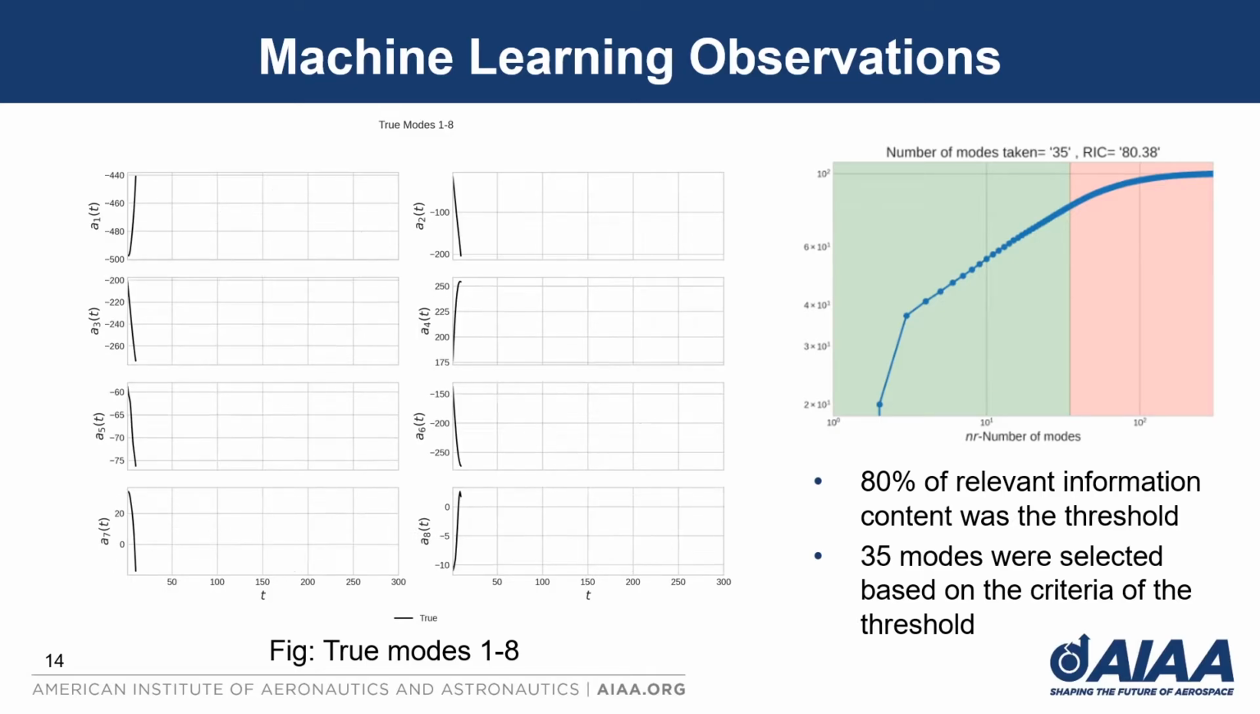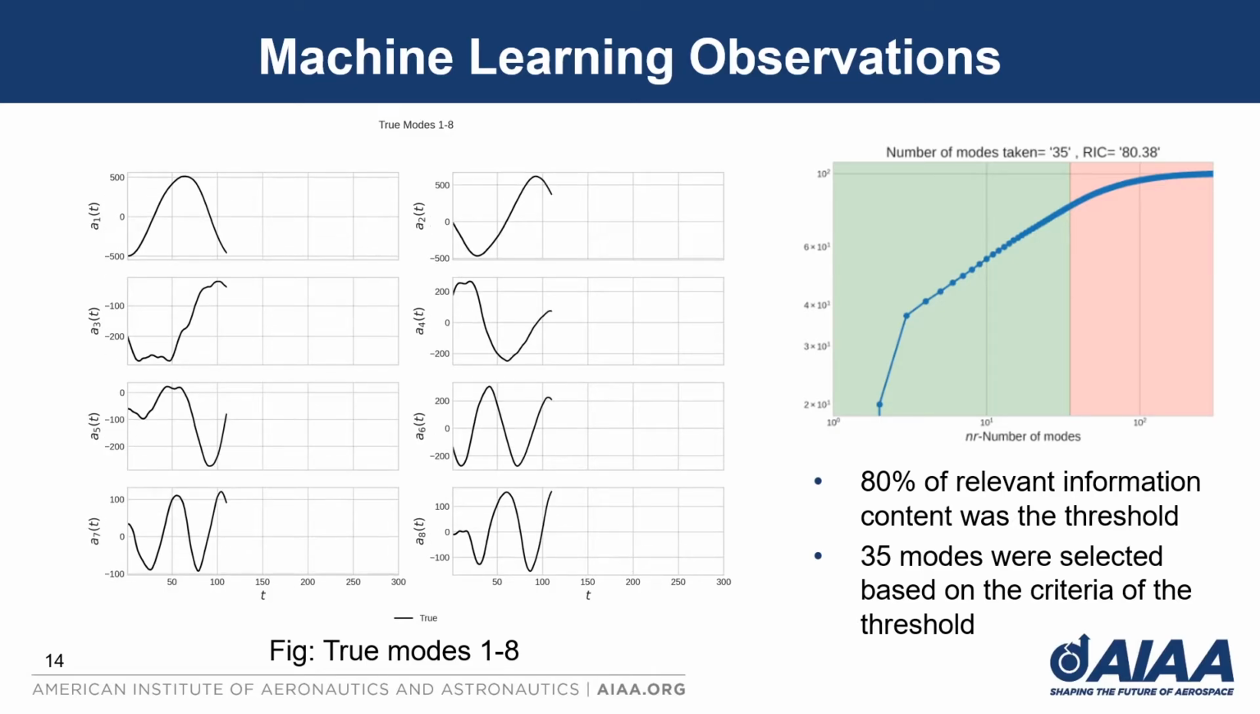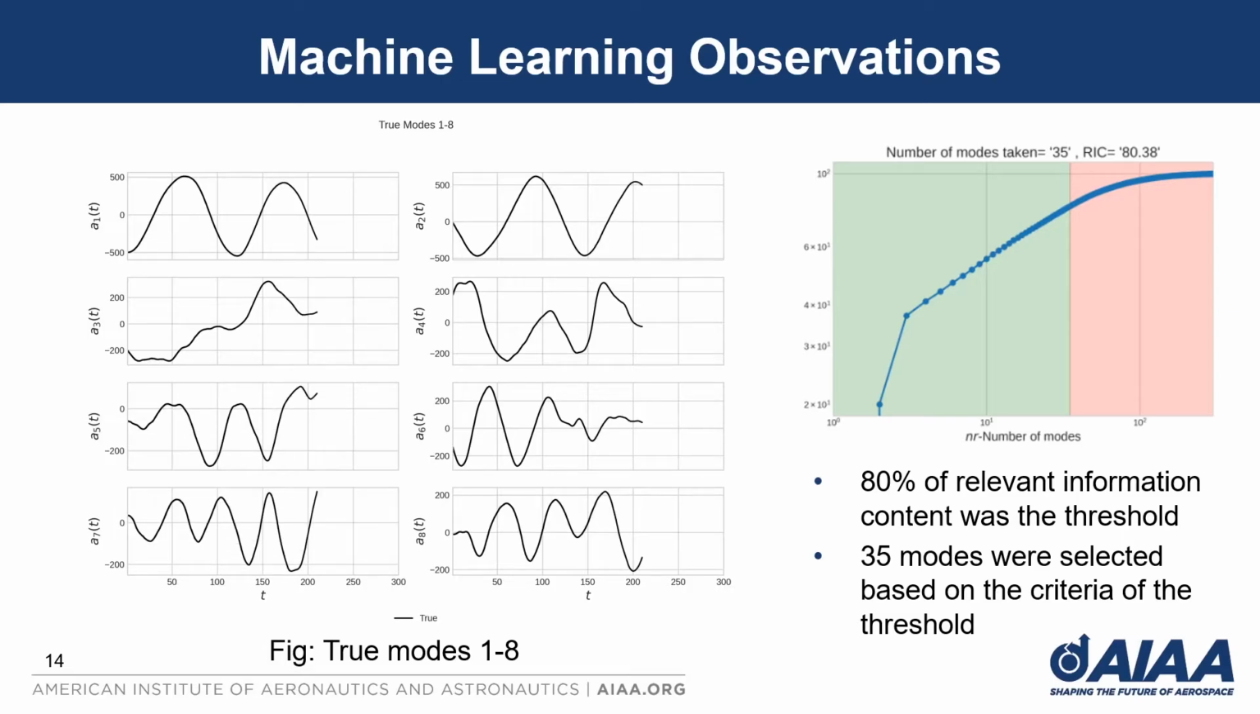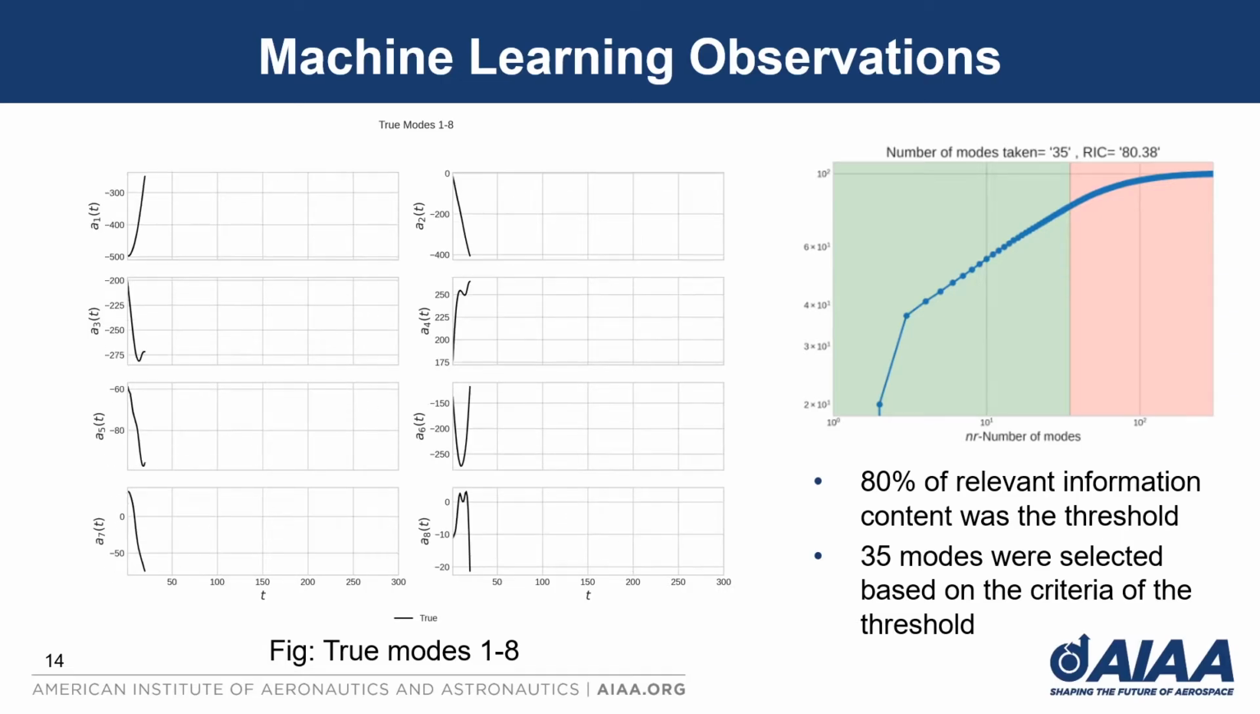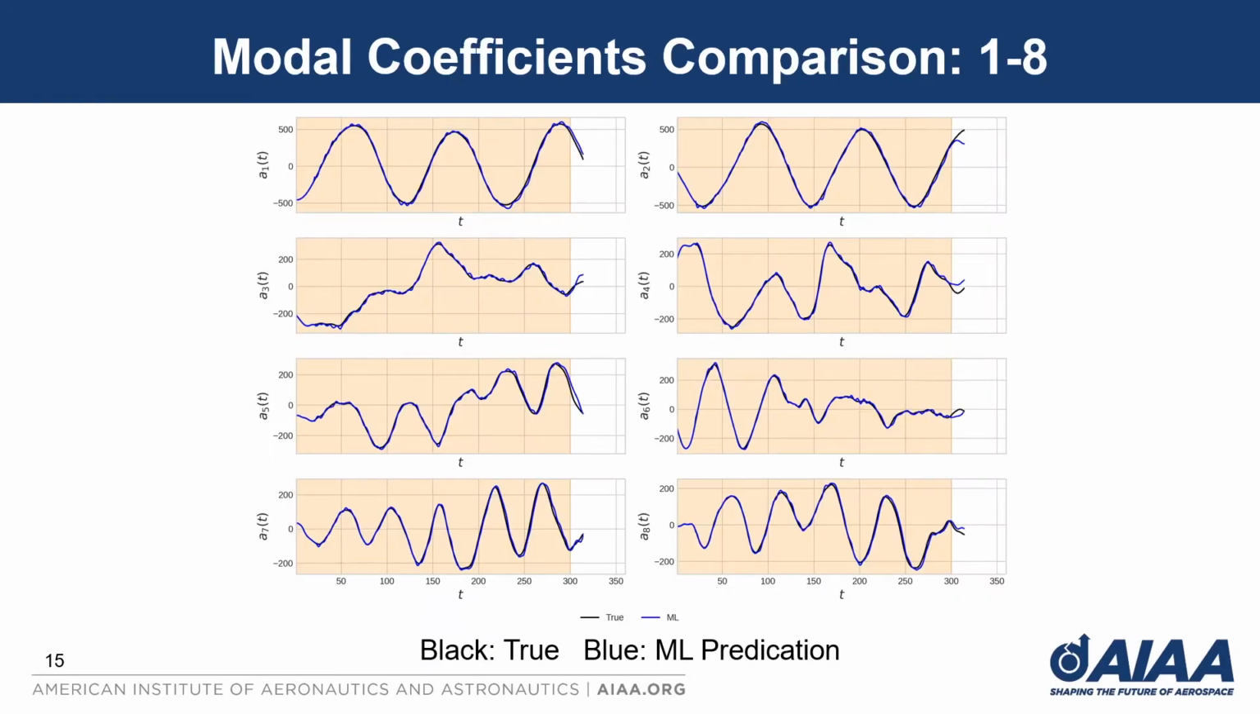And on the left-hand side, you can see an animation of the true modes number 1 through 8 from 0 snapshots to 300 snapshots. The modal coefficients comparison for modes 1 through 8 can be seen in this animation. The black represents the true modes, while the blue represents the machine learning prediction. The yellow regions of the plot represent the training period.